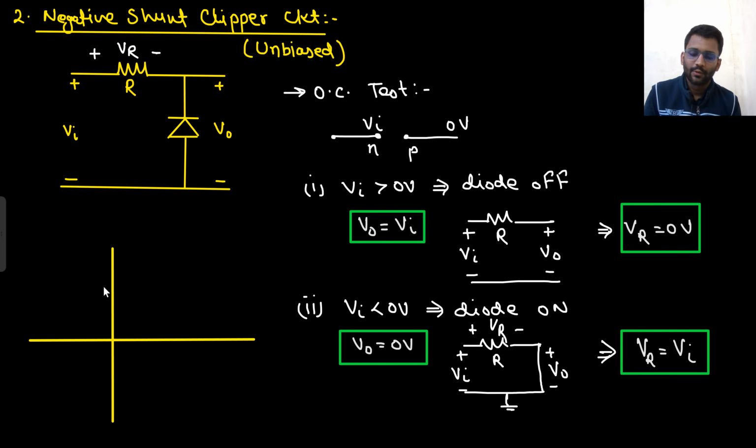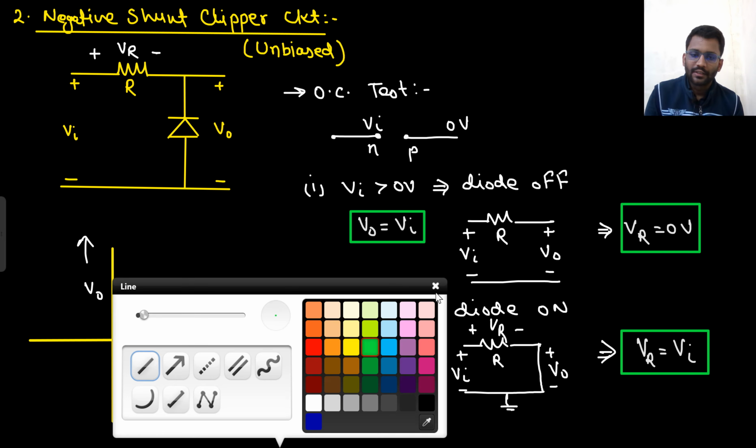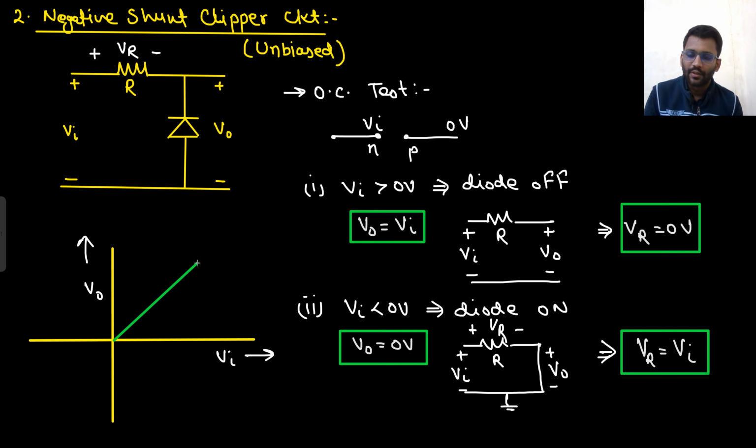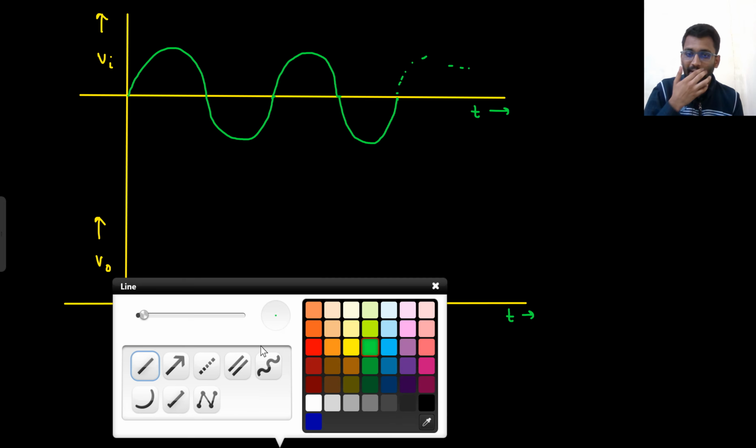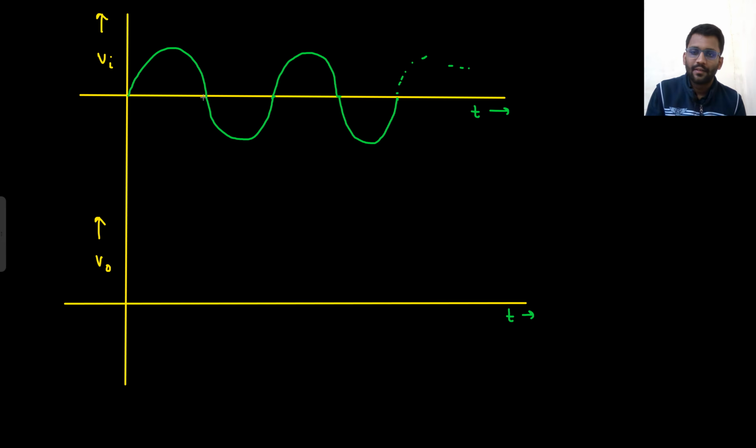So we will make the graph for V naught versus V in. For V in greater than 0 volt, V naught is equal to V in, and for V in less than 0 volt, V naught is equal to 0. Here this is V naught equals to V in. Okay, now you can draw the graph as well, right? In a similar manner.